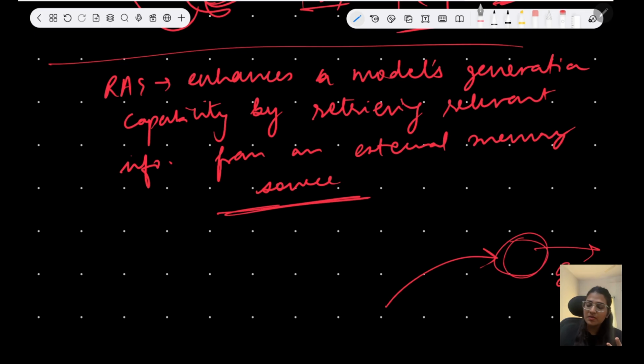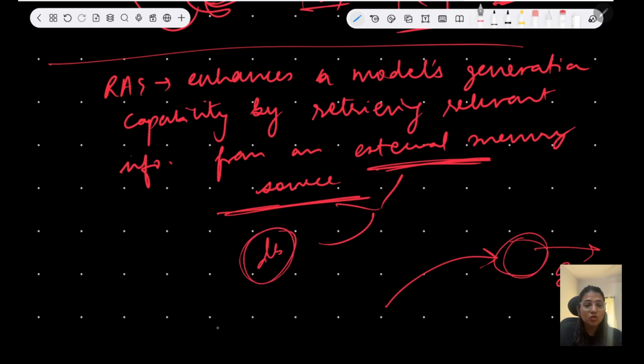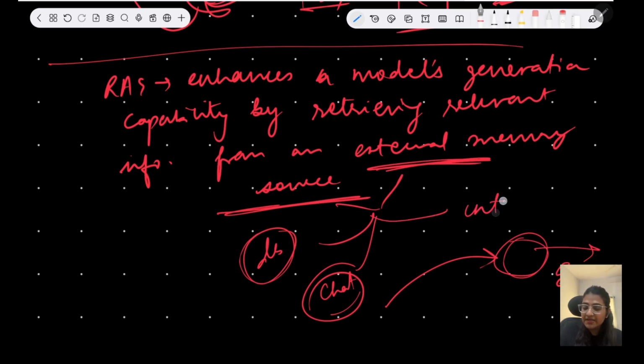The external memory source that we're talking about could be anything. It could be a database that I have connected to. It could be a previous chat window also. Or it could be the entire internet. That's what the web search API does. Perplexity, if you have heard of it, is in a way just using the web search API, getting all the contextual information through RAG and then generating the output.